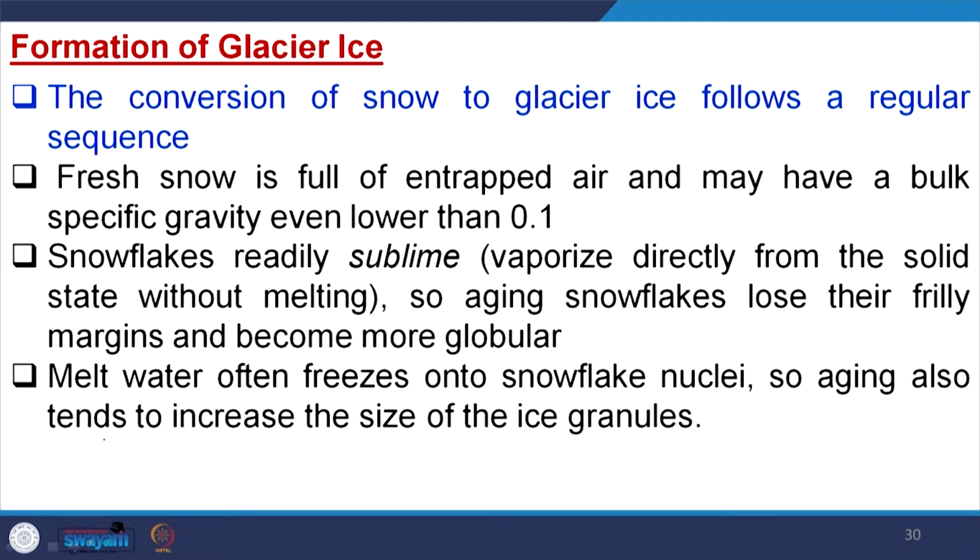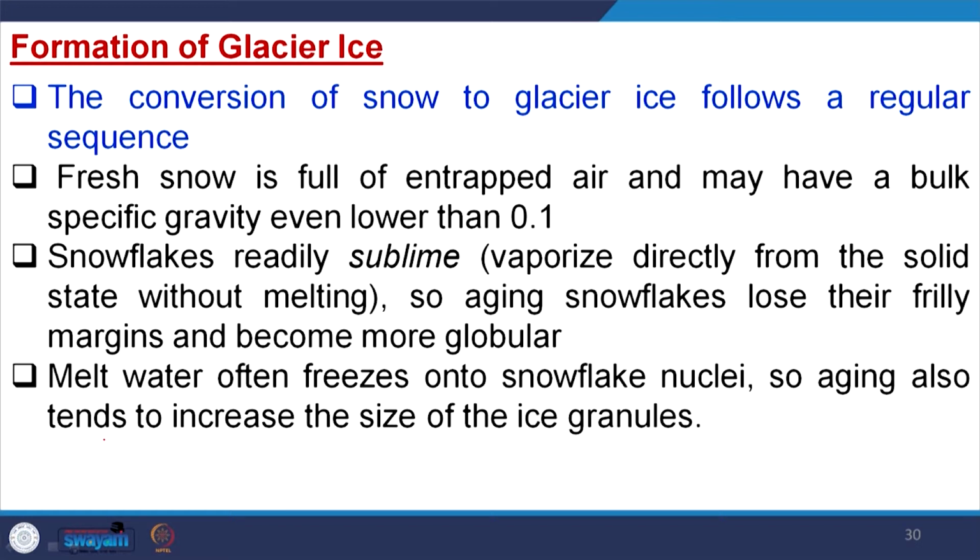Now, how is glacier ice formed? Generally, there is a regular sequence of events. The first is that fresh snow is full of entrapped air and may have a bulk specific gravity lower than 0.1. It is so light that it can be blown a certain distance by air. Then snowflakes readily sublime, which means they vaporize from the solid state without melting.